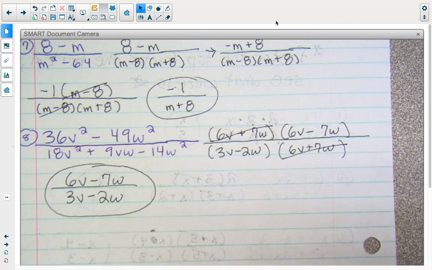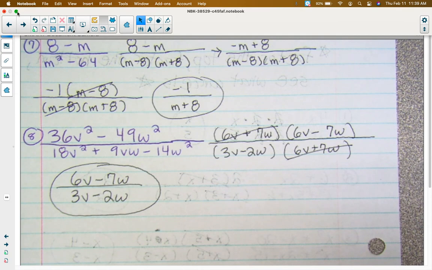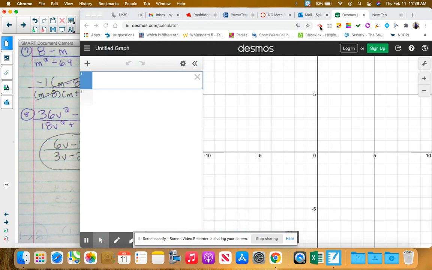So number 8 was a bit of a challenge problem. I wanted to stretch ourselves out there a little bit as far as factoring goes. But the take-home point for this is you're going to factor the numerator, factor the denominator, and see what cancels. One more time, factor the numerator, factor the denominator, and then see what cancels.